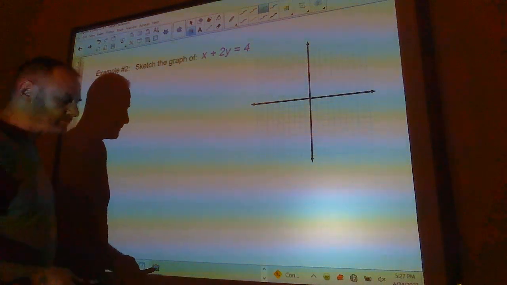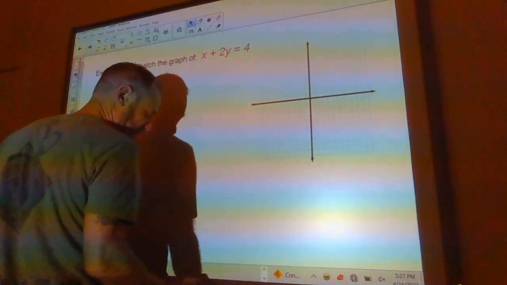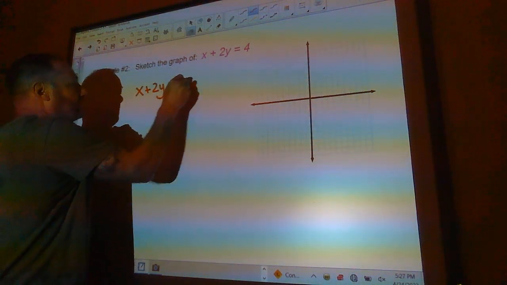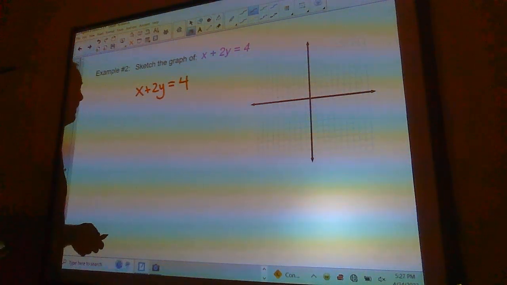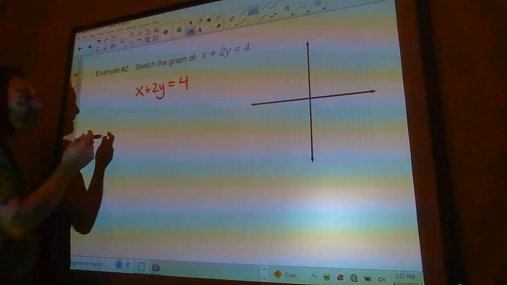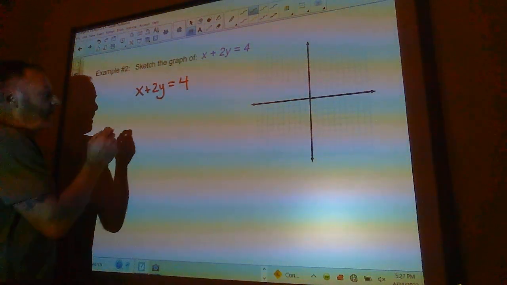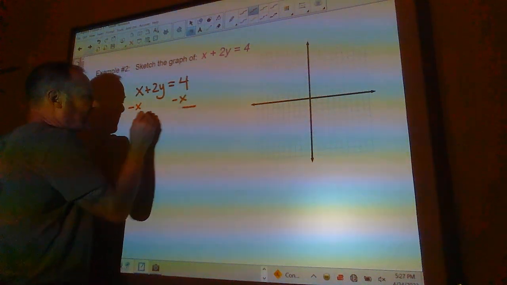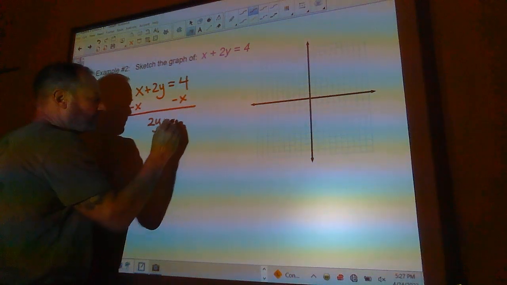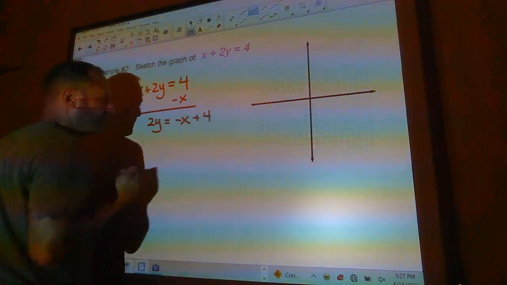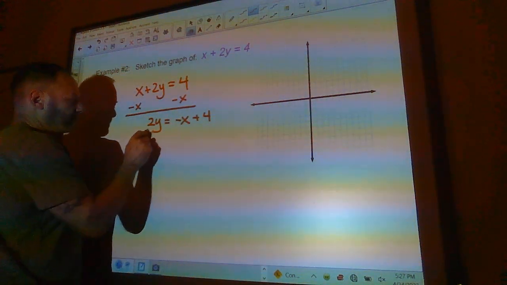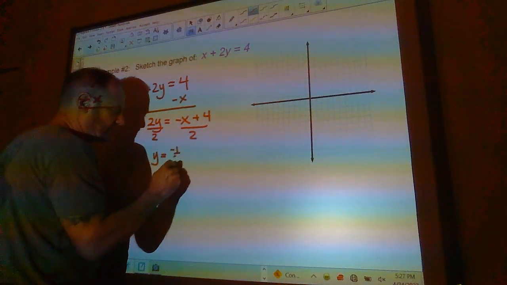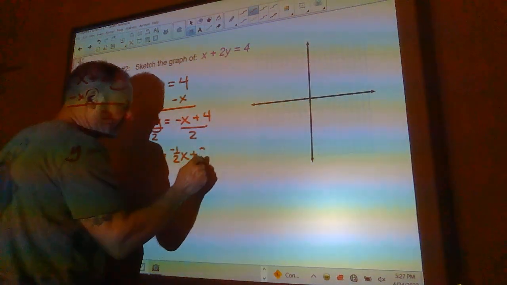Let's do this one. I'm going to take x plus 2y equals 4. Now I could do this very easily by making a table. This would be a super easy one to do with a table. But we're going to change this into slope-intercept form real quick. So I'm going to solve for y. I'm going to subtract x. So I'm going to get this. And then I'm going to divide by 2. And so y is going to be negative 1/2 x plus 4 divided by 2 is 2.